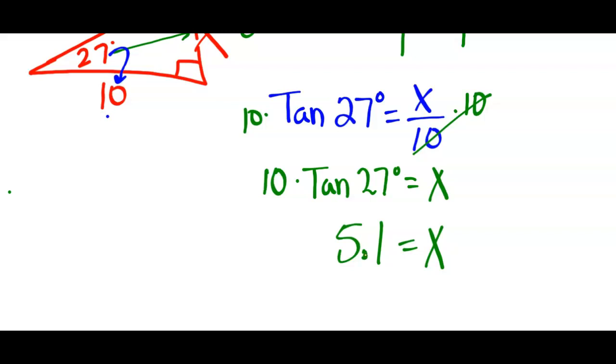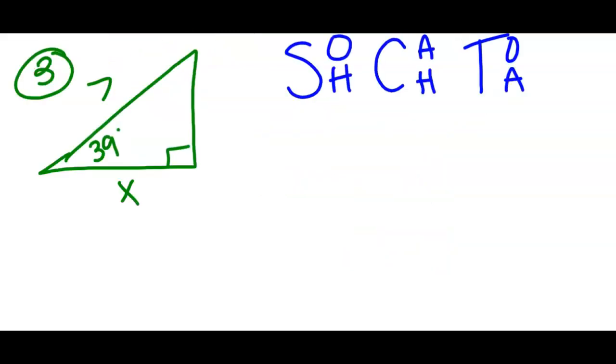So, next example. Let's look at number 3. So here's my triangle. I know 39 degrees, I know 7, and I know x. How is my x related to my 39 degrees? Well, my x is adjacent. So I know that I'm either dealing with cosine or tangent because that's what I know.